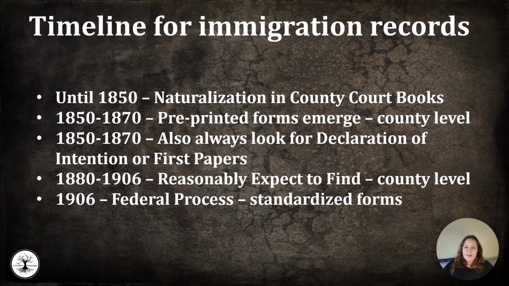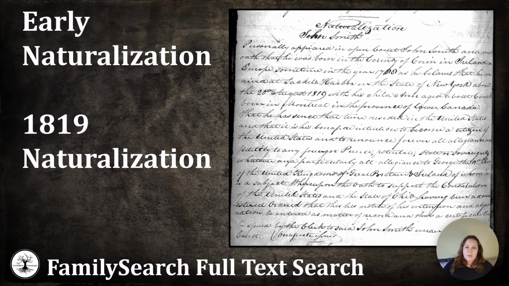From 1880 to 1906, I would say you can reasonably expect to find naturalization documents at the county level. After 1906, it became a federal process with standardized forms, so no longer the responsibility of the county. Sometimes the very early ones will be highly detailed, and sometimes they'll just be one line item in the book.